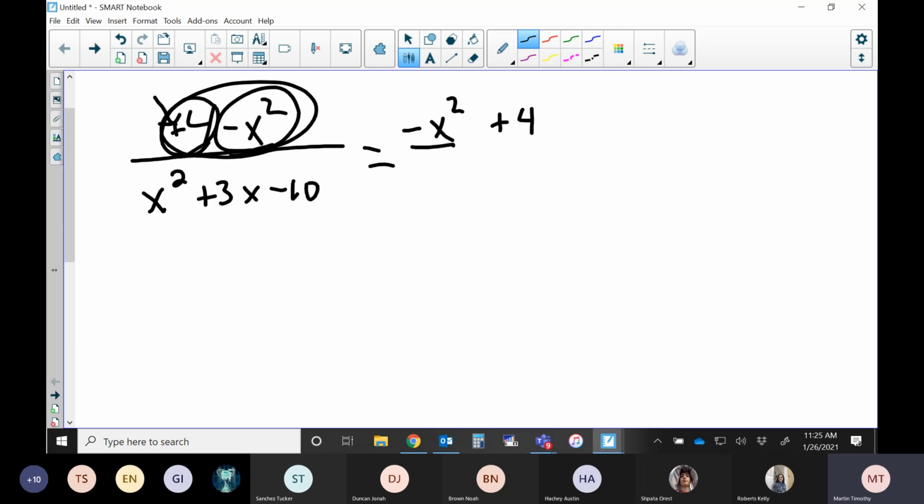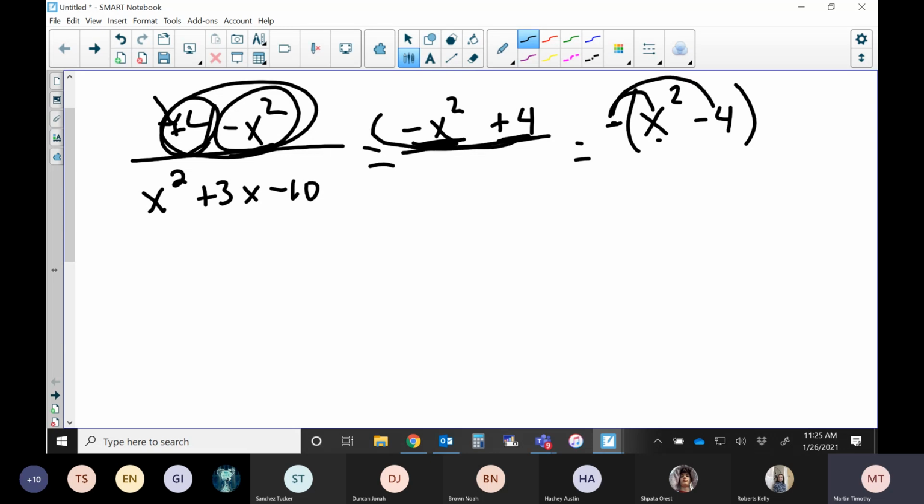Now, I still don't like that this has a negative attached to it, so what am I going to do? I'm going to just pull out a negative, and then negative times x squared gets me to negative x squared, and then negative times a negative 4 would get me back to a positive. So if I distribute this back, it gets me the same thing that I started with over here. So that means that these two things are the same.